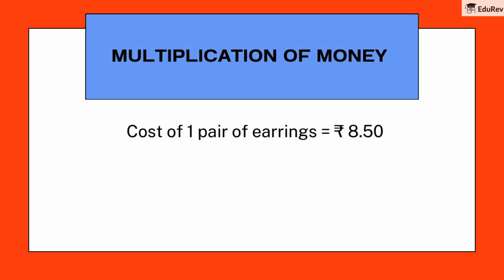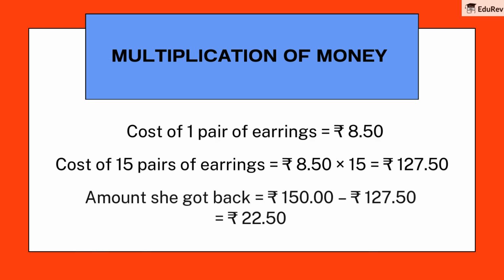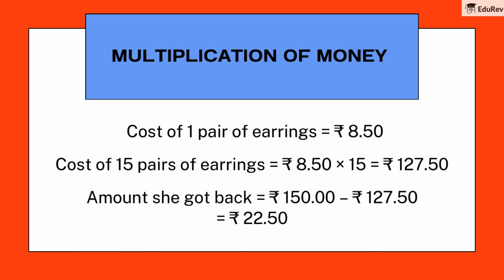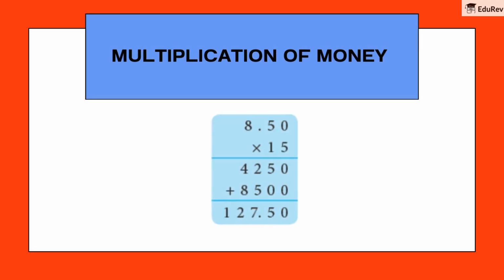To find out how much she spent, we multiply 8.50 times 15 equals rupees 127.50. If she paid rupees 150, the change she got back is 150 minus 127.50, which equals rupees 22.50. Let's look at the multiplication step. 8.50 multiplied by 15 gives us 127.50. This is the representation of how the calculations will look like.